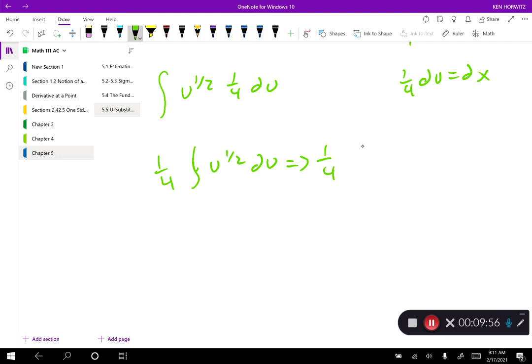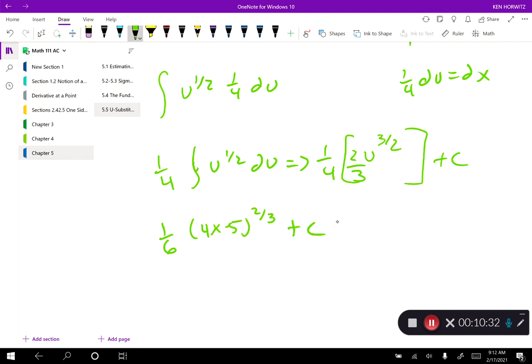So when I integrate, I get u to the 3/2 times 2/3 plus c, and then the 1/4. So 1/4 times 2/3, I can call that 2/12 or 1/6. So I got 1/6, and then u is 4x minus 5, raised to the 3/2, plus c.